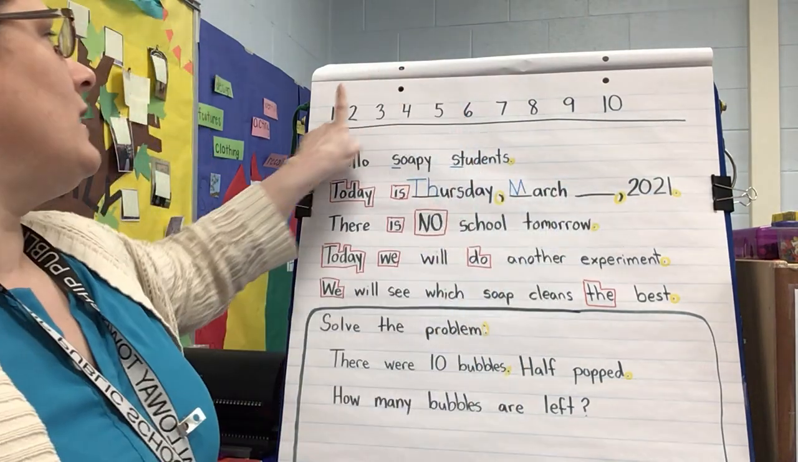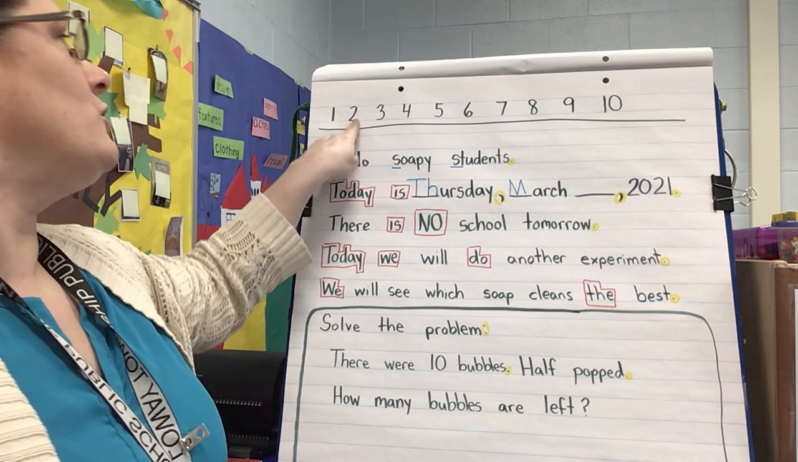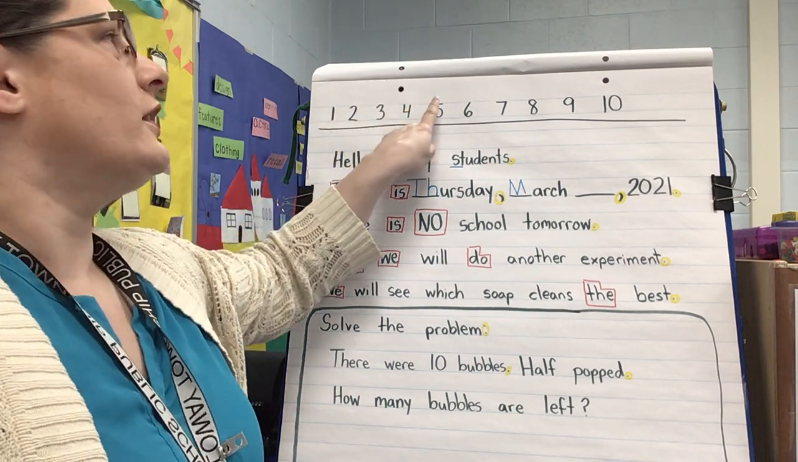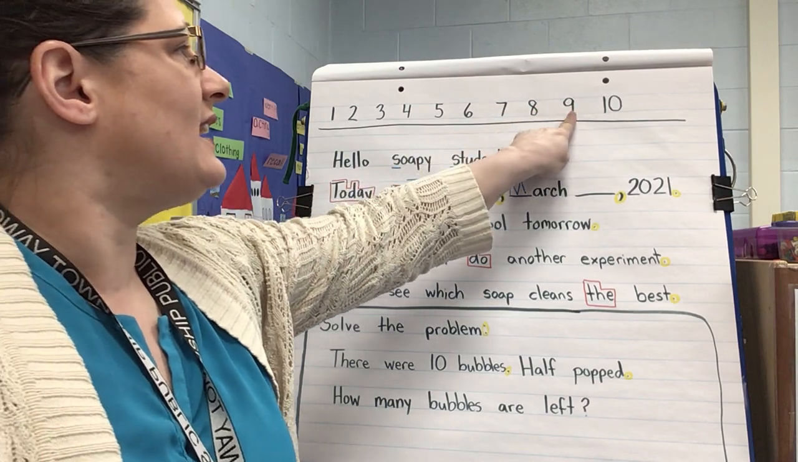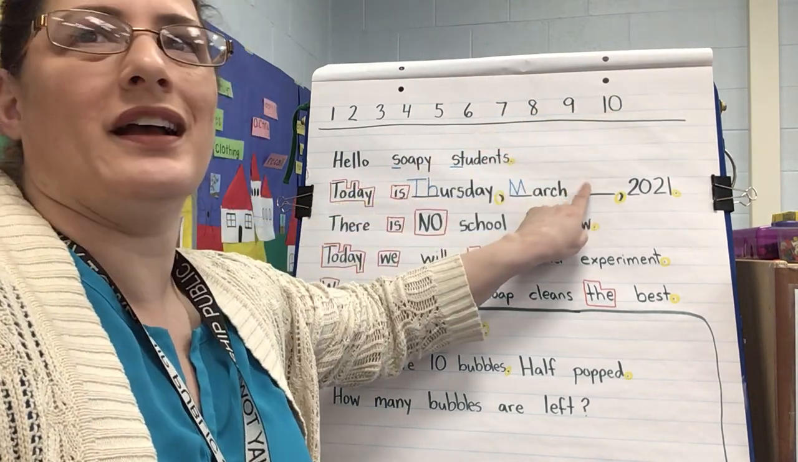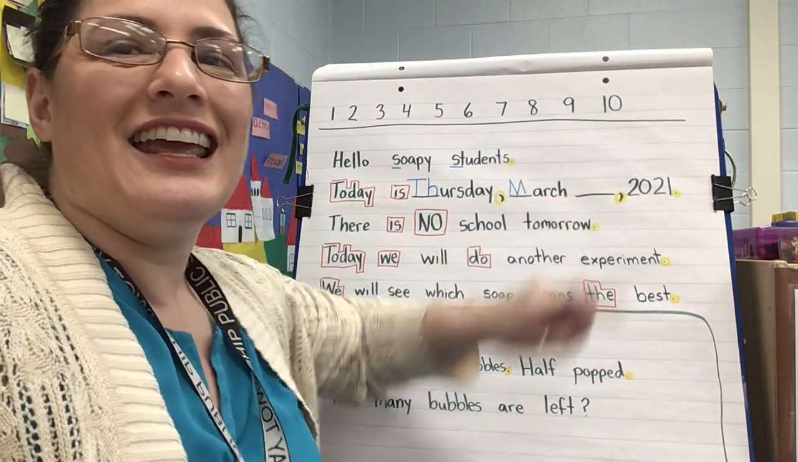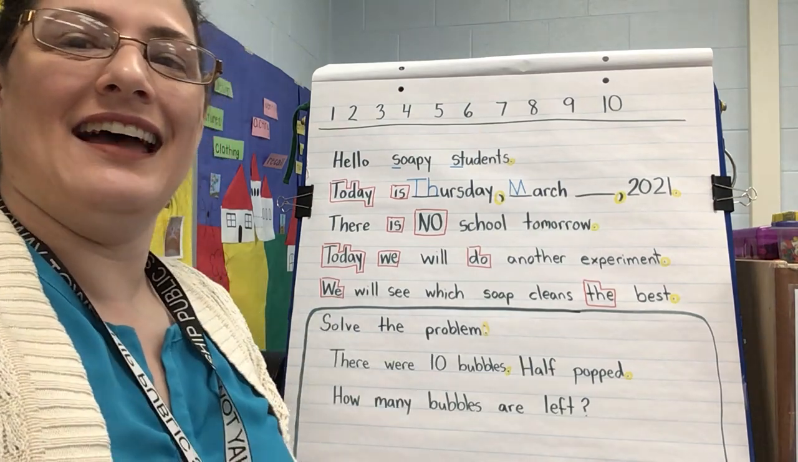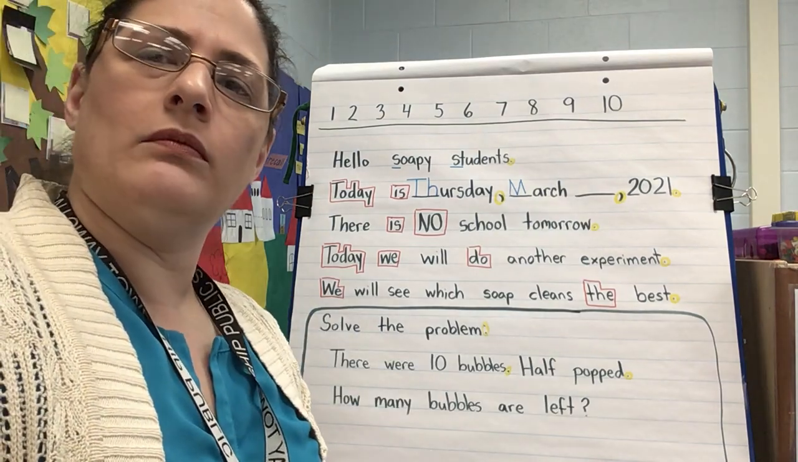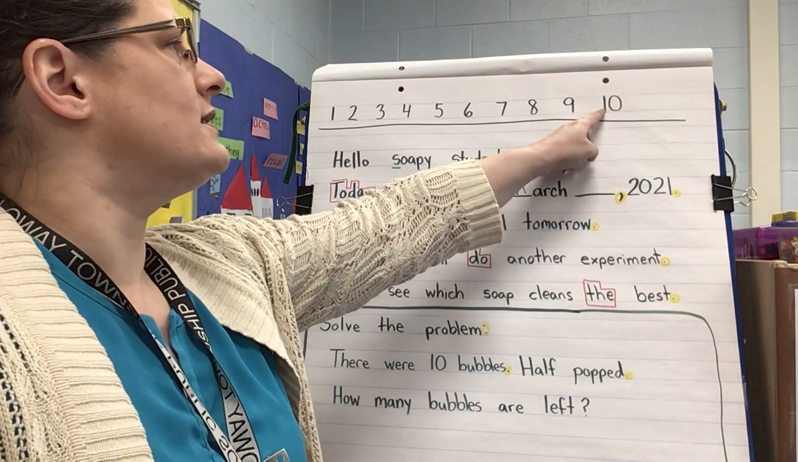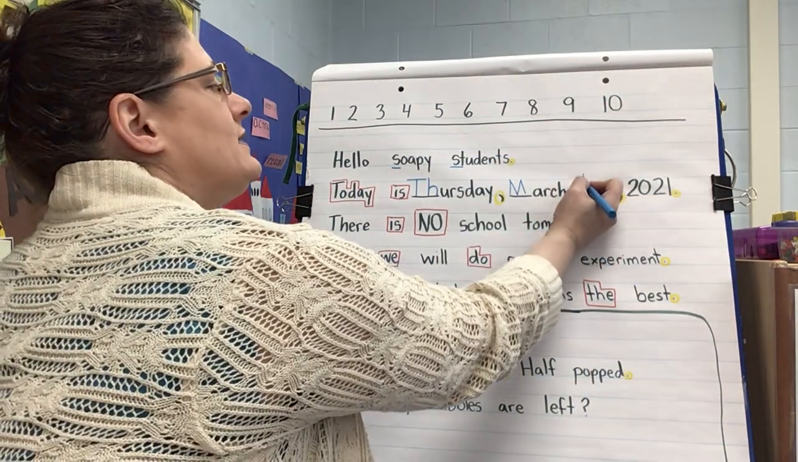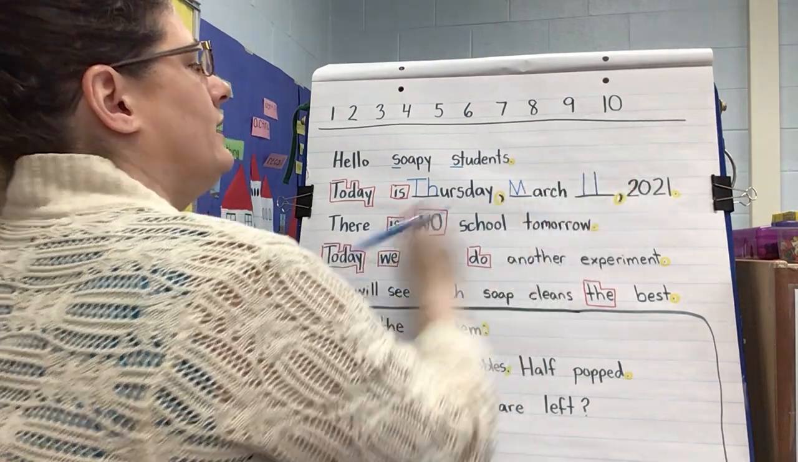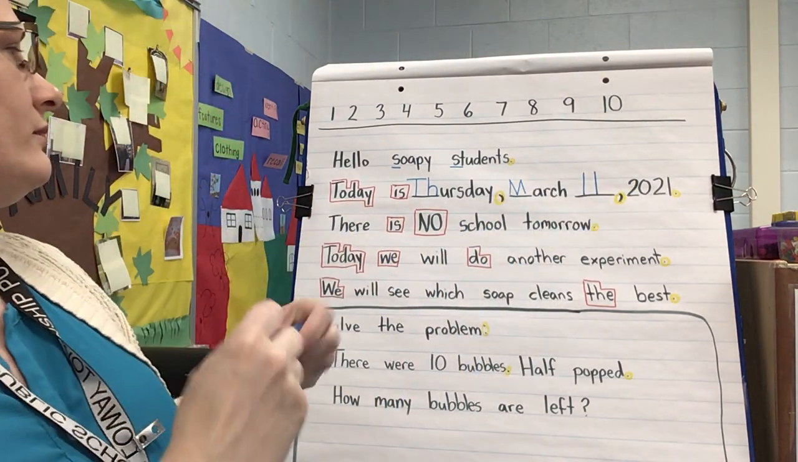Let's look at our number line. We have 1, 2, 3, 4, 5, 6, 7, 8, 9, 10. What comes next? 11. How do you make 11? 10 is 1 standing next to a 0. 11 is 1 standing next to a 1. 11.